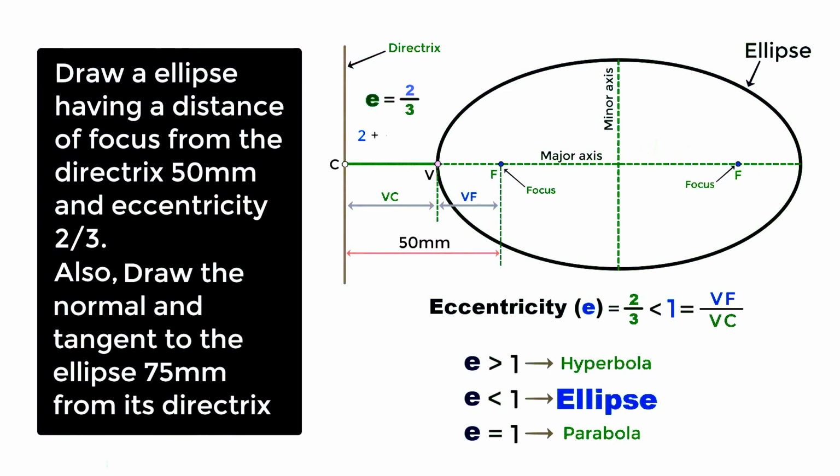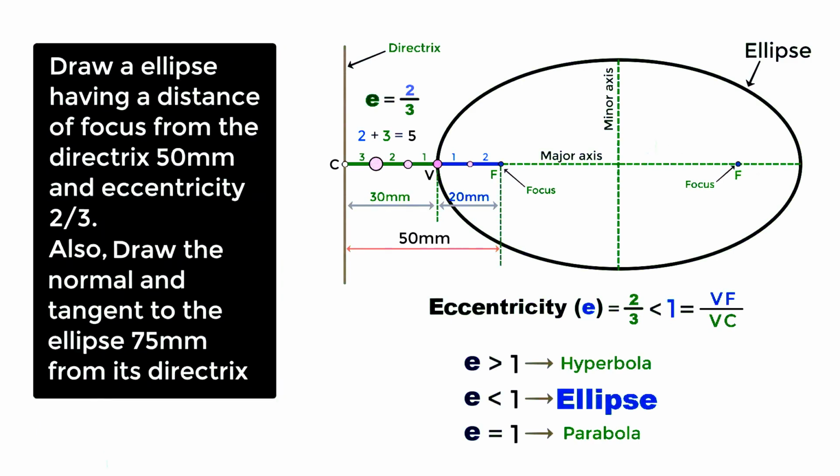This 2 plus 3 will be equal to 5, which means if we divide this distance 50 mm into 5 equal parts, then the length of VF will be 2 parts, and VC will be 3 parts. That means, this V point is 20 mm from the focus point, or it is 30 mm from the directrix. Since we understood this, let's start drawing.